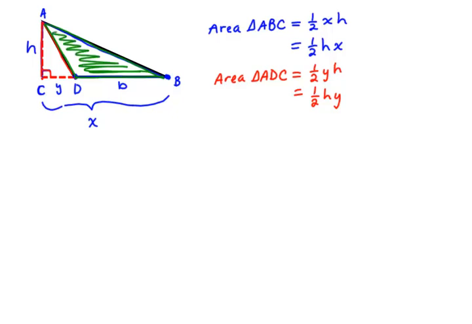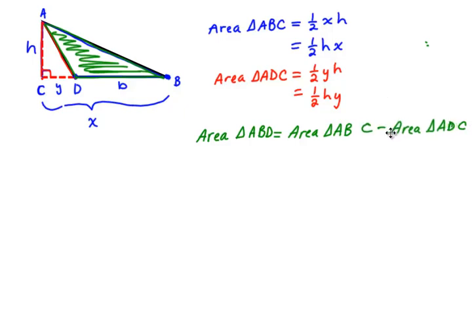We're looking for that triangle right there. In order to find that triangle, all we have to do is take the big triangle and subtract the little triangle. So, area of triangle ABD is going to be equal to the area of triangle ABC minus the area of triangle ADC.